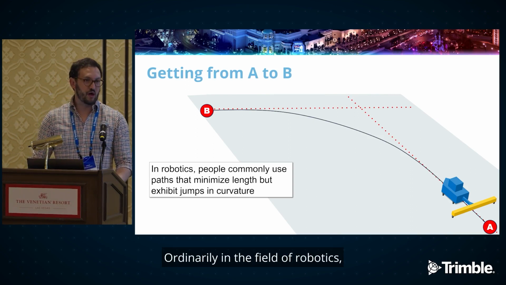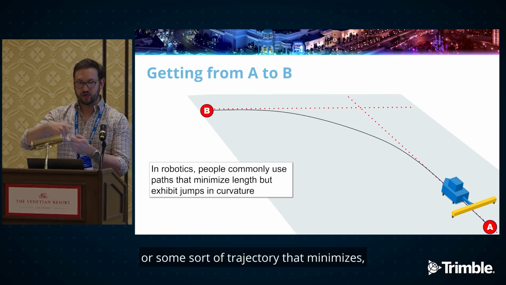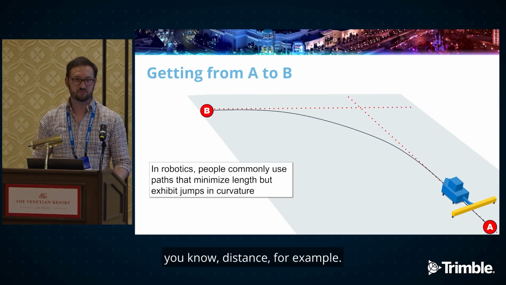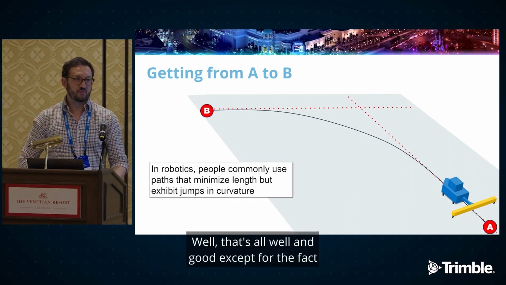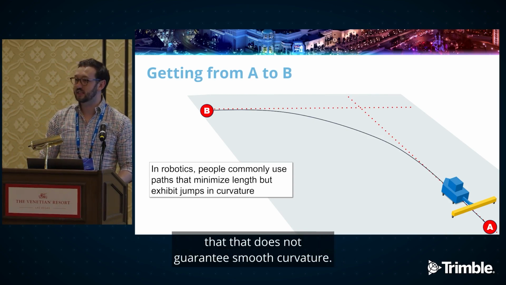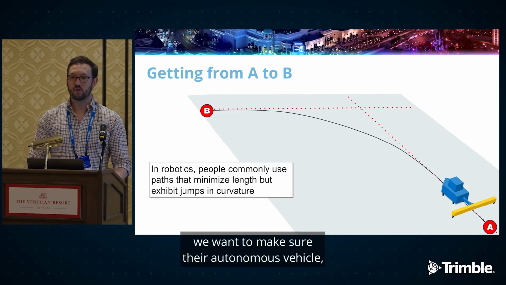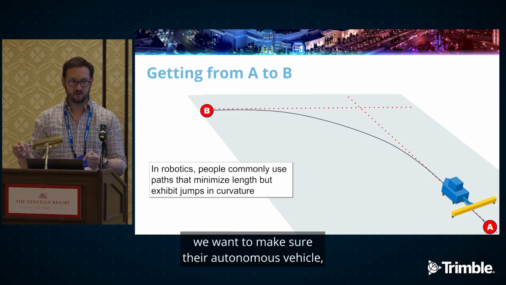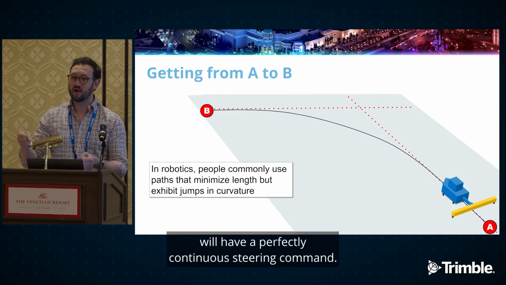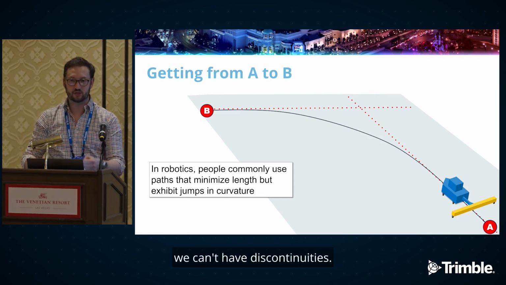Ordinarily, in the field of robotics, people would use something like Dubins curves or some sort of trajectory that minimizes distance, for example. Well, that's all well and good, except for the fact that that does not guarantee smooth curvature. And if we're in the business of autonomy, we want to make sure that our autonomous vehicle, in turning that corner, will have a perfectly continuous steering command. We can't jump, we can't have discontinuities.